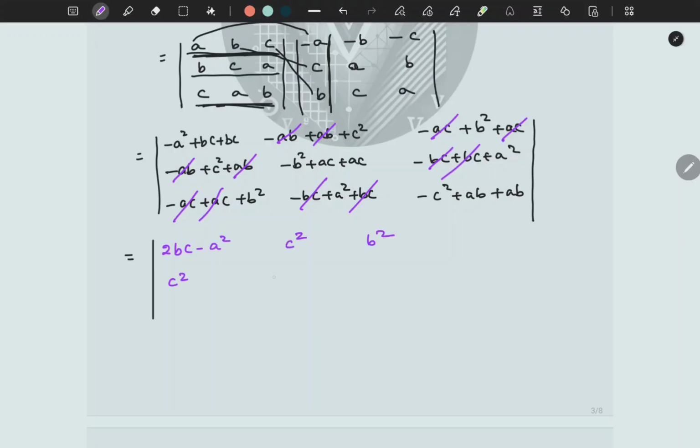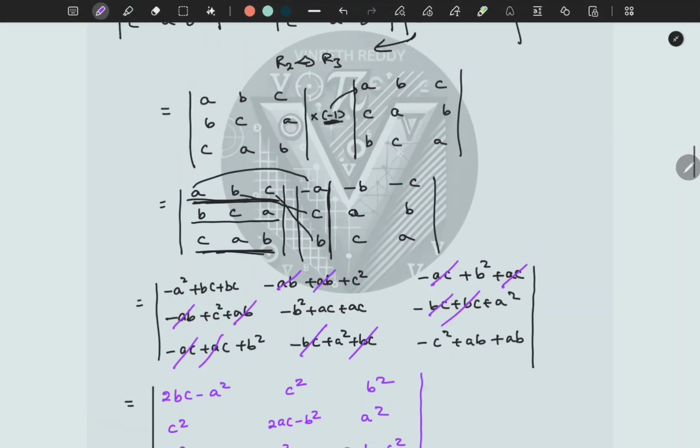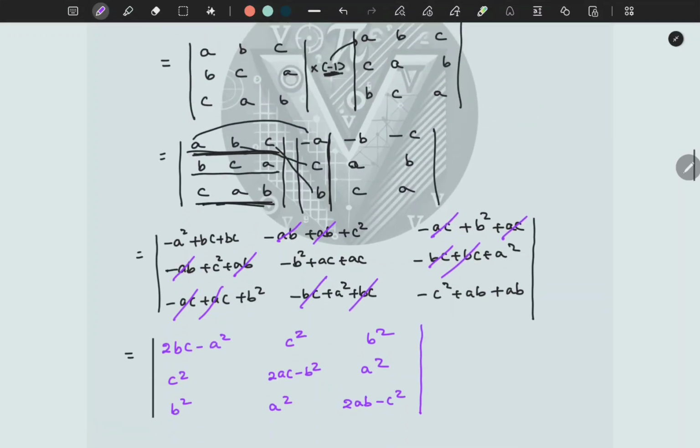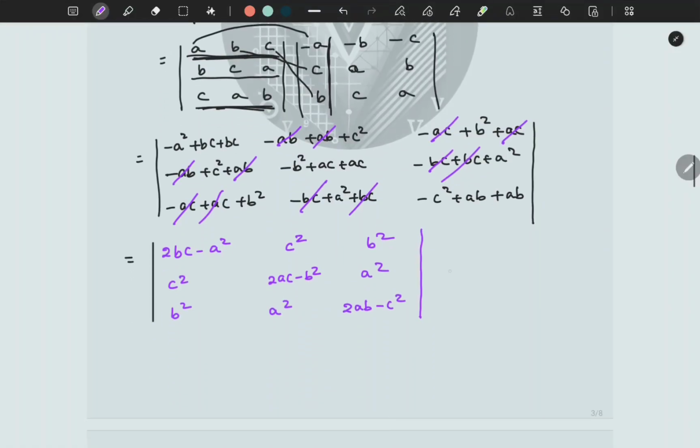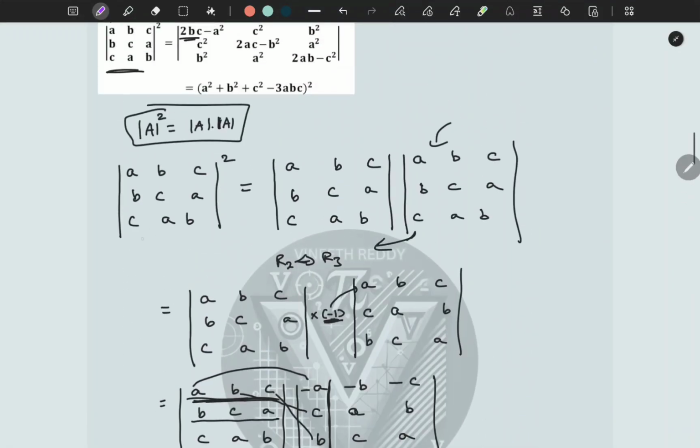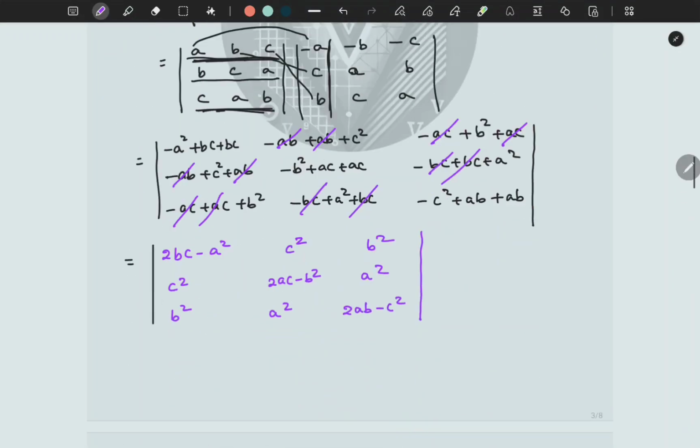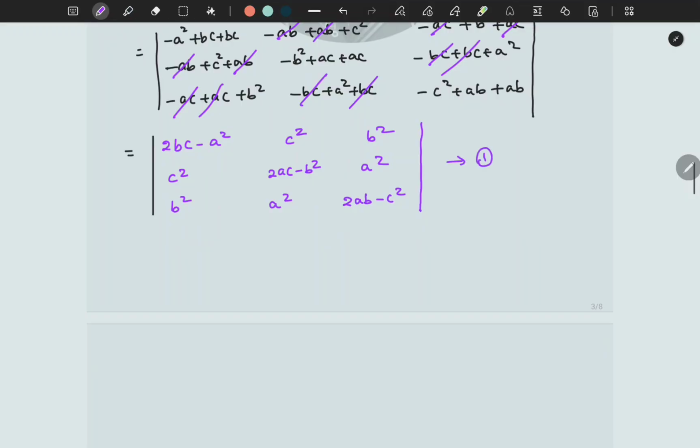And here we are left with C square, 2AC minus B square, and here we are left with A square, and here B square, A square, 2AB minus C square. Dear students, if you have not understood this step, I would recommend you to kindly rewind the video and watch it once again, right? So now we got determinant of ABC, BCA, CAB whole square is equal to this. Let us say this is equation number 1.